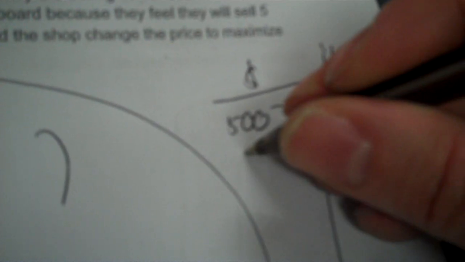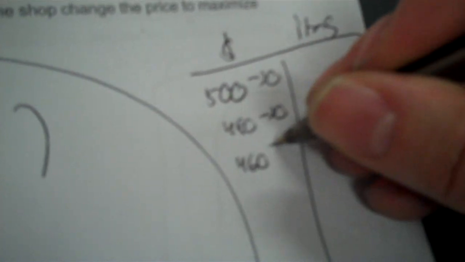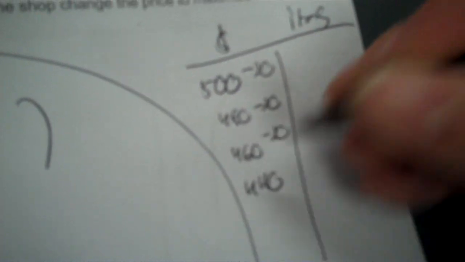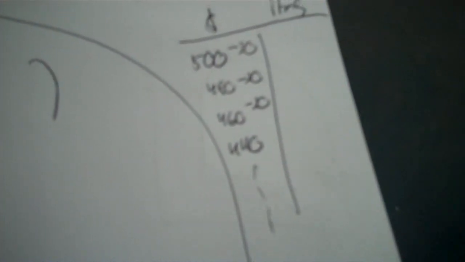Now, decreasing it by 20 would be minus 20, 480. Minus 20, 460. Do it again, 440. You don't know when that stops. It goes on forever. So that's why the money is 500 minus 20x, because I don't know how many times we subtract 20. The dollars have to go together. X is the change.